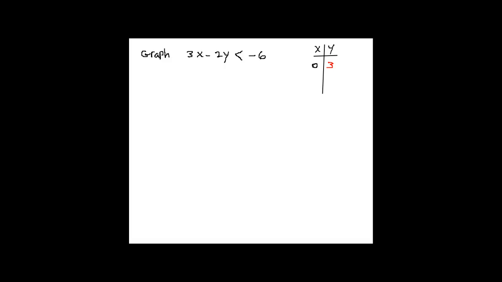If y is equal to 0, what is x, anyone? If y is equal to 0, what is x? Okay, answer says negative 2. So it would be negative 6 over 3, which is equal to negative 2. That is correct. Negative 2. So that's all we need, 2 points to graph this. So let's go ahead and graph this line here.